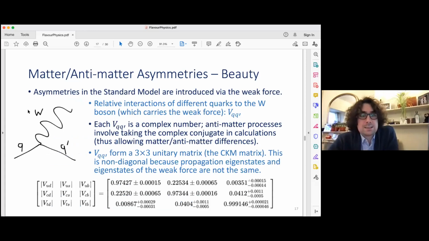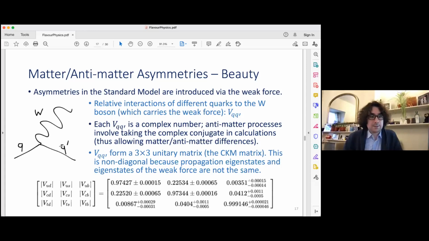So as I said, these asymmetries in the standard model are introduced via the weak force. And we can think of this in terms of the relative interactions of different quarks to the W boson, which I'm going to quantify with this number V_qq'. For different quarks. And each V_qq' is a complex number. And when I'm calculating the rate of antimatter processes in the standard model, I have to take the complex conjugate. And because the complex conjugate of a complex number is different to what you start with, you get differences in your calculations and you introduce differences between matter and antimatter.